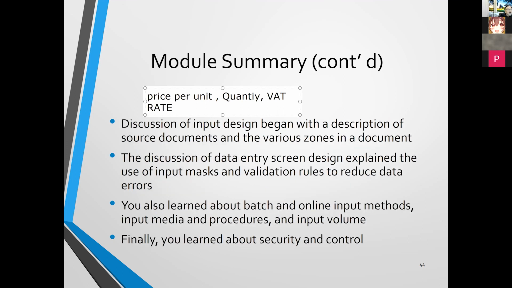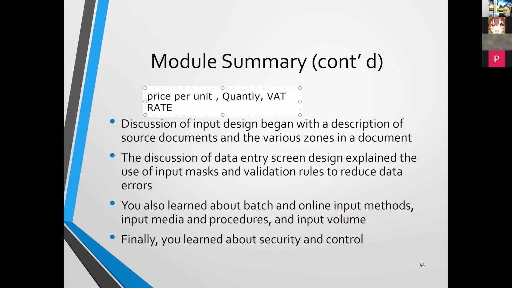Apart from that, we talk about input design, when we need to have the source document. And we talk about various zones in that document as well. And we talk about data entry screen design, including input masks, including validation rules that you have to check when the users enter the data in order to reduce data errors. Apart from that, I talked about the batch input and online input.